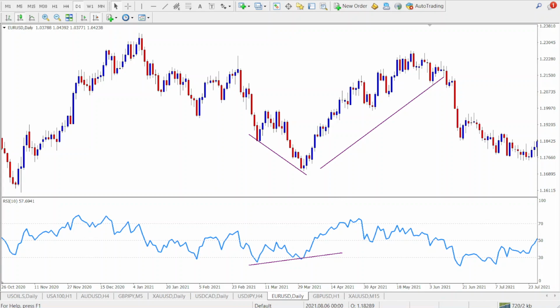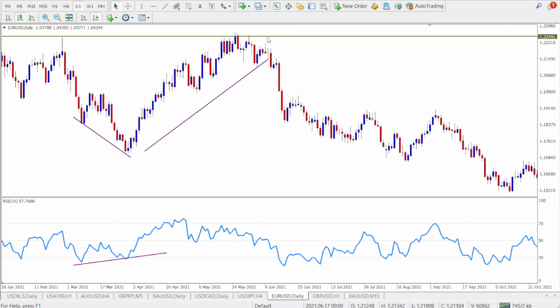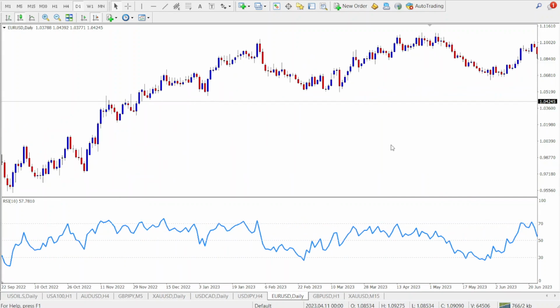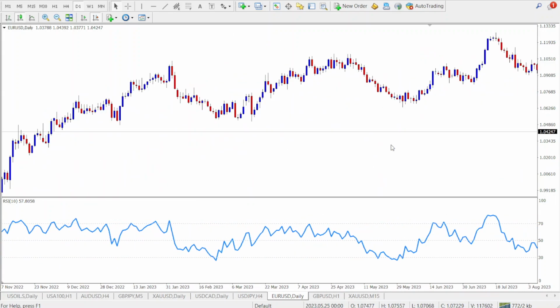Now let's talk about support and resistance levels. These are price zones where the market has historically reversed multiple times. If price approaches a strong resistance level and fails to break through, chances are we might see a reversal to the downside. The same applies when price bounces off a strong support level, indicating a potential reversal to the upside.